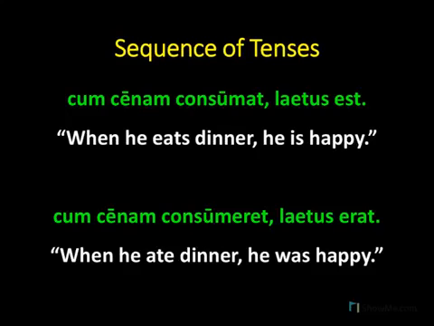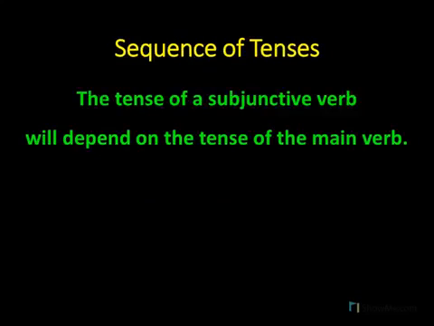And notice how we've made changes to the tenses of the verbs from the first sentence to the second. The reason that we have done this is because of the sequence of tenses. The concept here is that the tense of a subjunctive verb in a subjunctive clause will depend on the tense of the main verb from the main clause. Now, there's a very logical system as to how this works. And so let's take a look at a chart to describe the sequence of tenses.